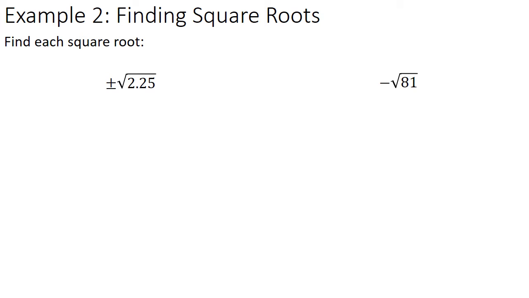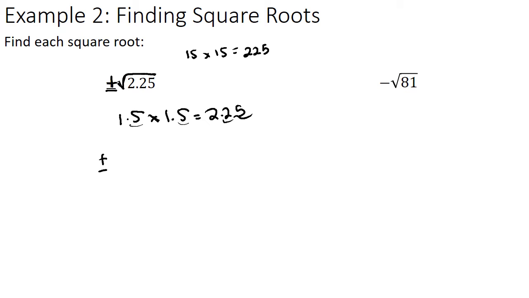Okay, so we're going to find the square roots here. So now we see that we have the positive and the negative of the square root of 2.25. So if I know my perfect squares, then I know that 15 times 15 is equal to 225. Then I can say, okay, now I know that 1.5 times 1.5 is going to give me 2.25, because I'm going to come 1, 2 decimal places in, 1, 2 decimal places in. So I know my square root here is going to be positive and negative 1.5, or positive 1.5 and negative 1.5.